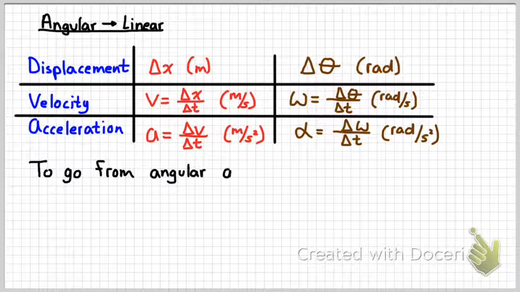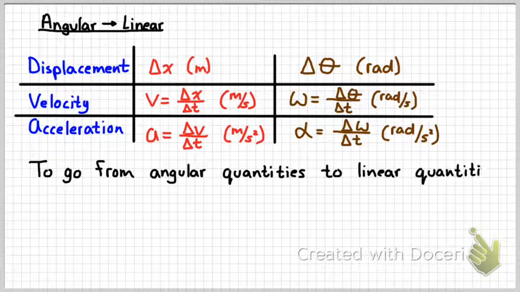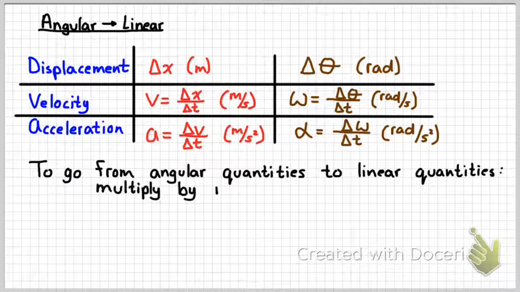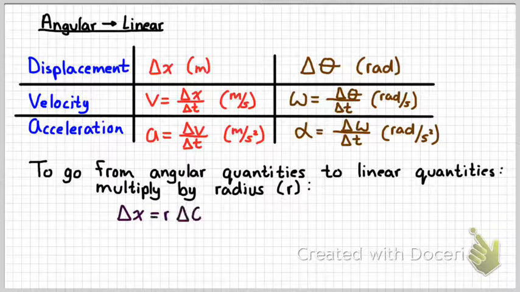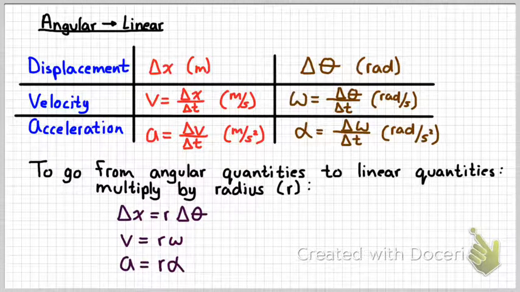When we want to go from an angular quantity to a linear quantity, the trick is to simply multiply the angular quantity by the radius. And so delta x would be r delta theta, v would be r omega, and a would be r alpha. Now those aren't things that are necessarily going to be provided to you on a formula chart, but they're things that we should understand.